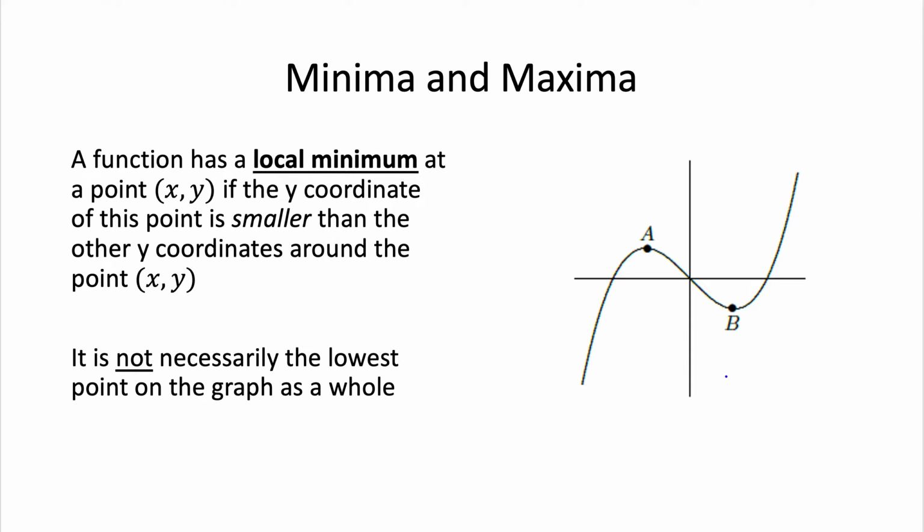Similarly, we can have a local minimum. It'll have a local minimum at a point where the y-coordinate is smaller than the other y-coordinates around it. Once again, it won't be the lowest point necessarily on the graph as a whole. So you can see at B, we have a local minimum because B is a little bit lower than the points that are around it. There are other points on this graph that are lower than B, but just within this region, we can see that B is a local minimum.